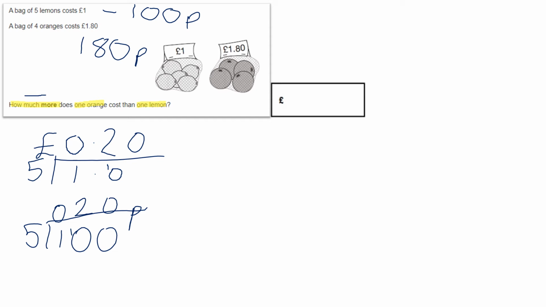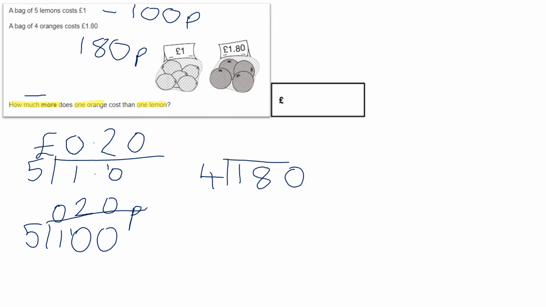So 1 orange costs 20 pence. Sorry, not 1 orange, 1 lemon, excuse me. 1 lemon costs 20 pence. So how much does 1 orange cost? Well, we do the same thing, but it's 4 oranges. So 180 pence divided by 4.